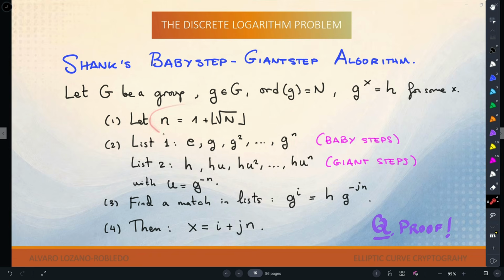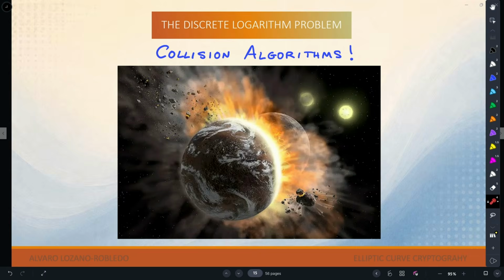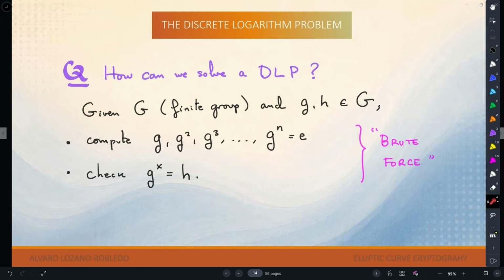And what you do is take n to be 1 plus the floor of the square root of N. Notice that in here, if the order of g was capital N, I'm possibly doing up to capital N operations.